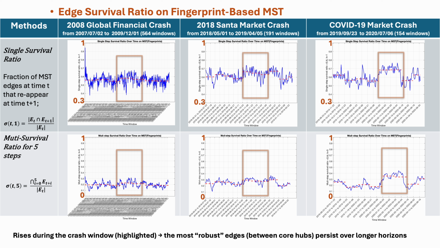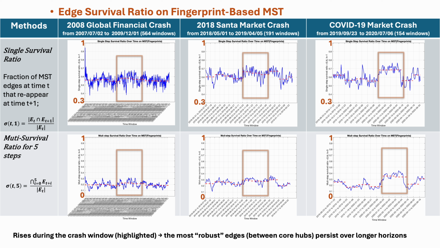The 5-step survival ratio, which is the bottom row, tracks the fraction of edges that persist unchanged over the following 5 windows. In the plot, the blue line shows the survival ratio over time, with the red dashed line marking the mean in each group of continuous periods.